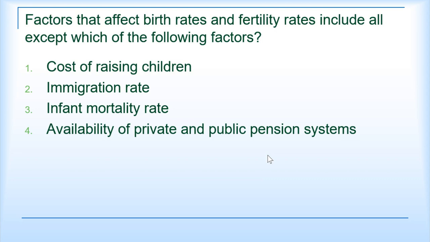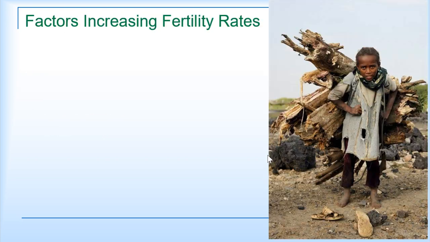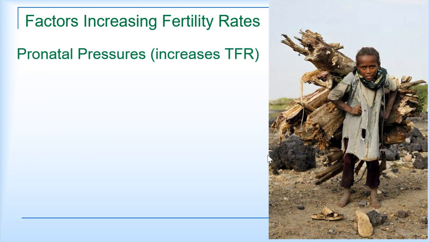Infant mortality rate, if you know that more babies are going to die, you're more likely to have more babies, so that's going to increase it, right? And then the availability of private and public pension systems. This is about your children taking care of you when you're older, which is very common in many countries. So what we're talking about here are pronatal pressures. These are things that increase total fertility rate.